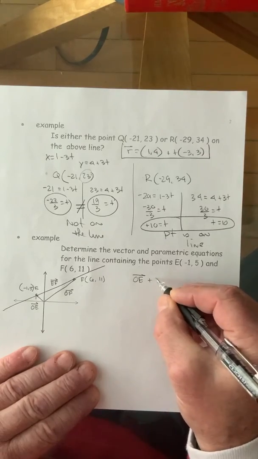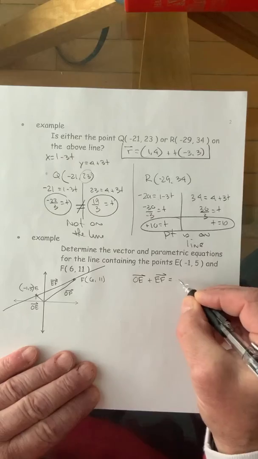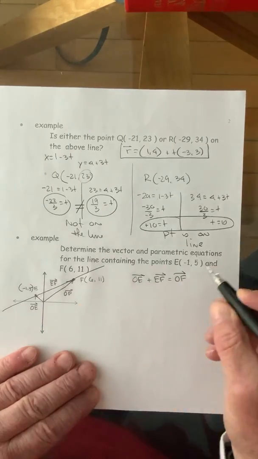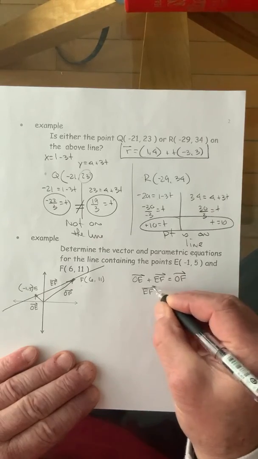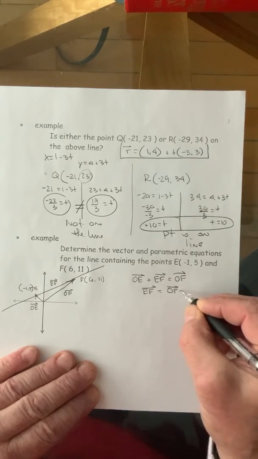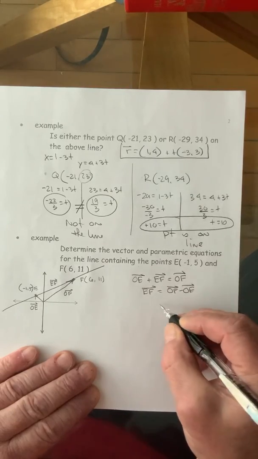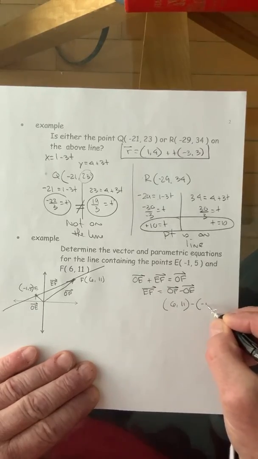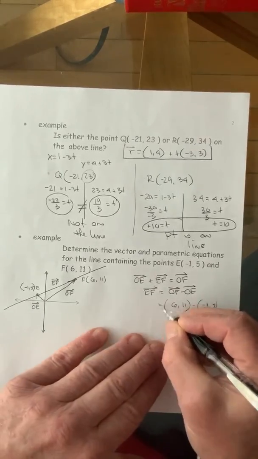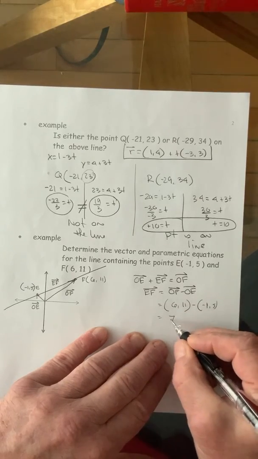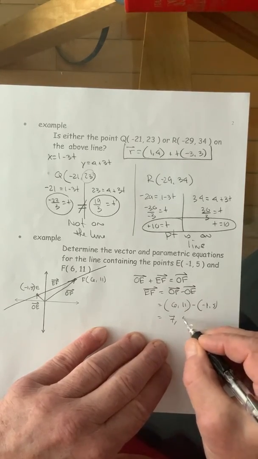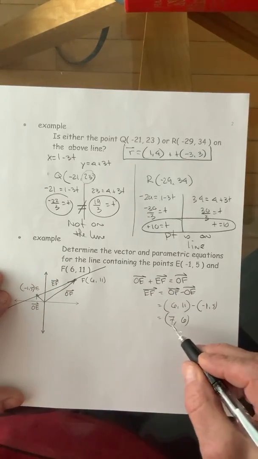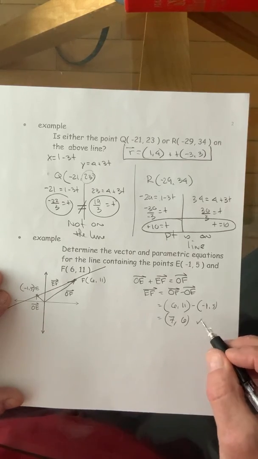We've done this before. OE plus EF should equal OF. From there to there, there to there. Okay. That means EF equals OF minus OE. 6, 11 minus negative 1, 5. 7, 6. I could have gone the other way. My answer could have been negative 7, negative 6. It doesn't matter. But this is good.